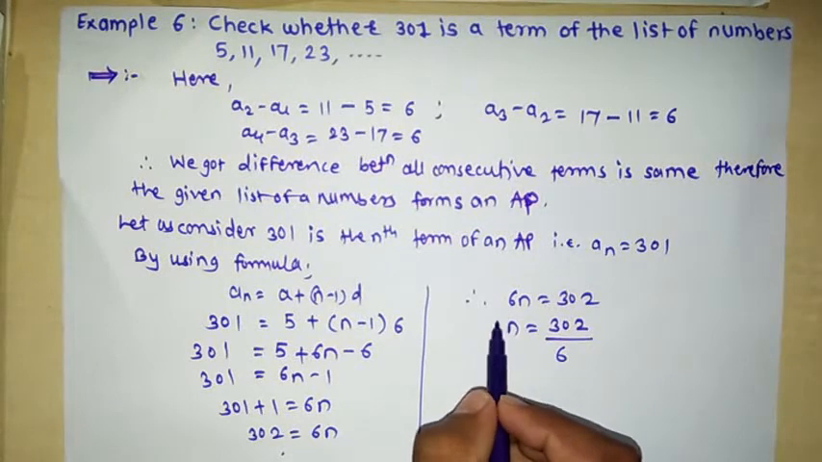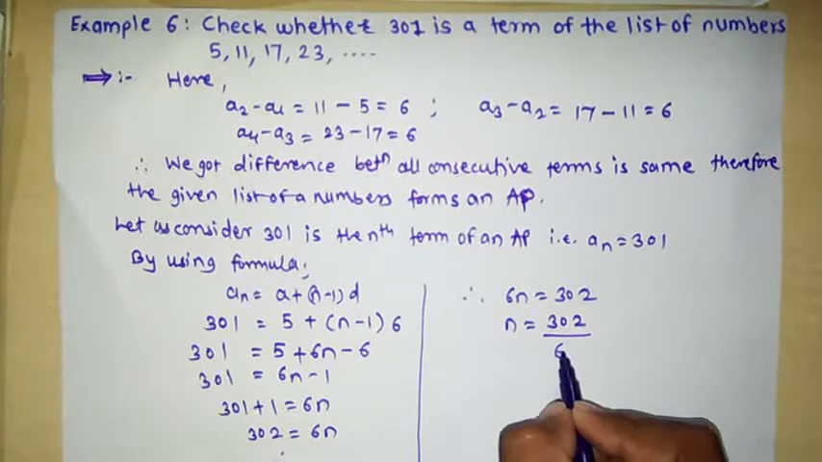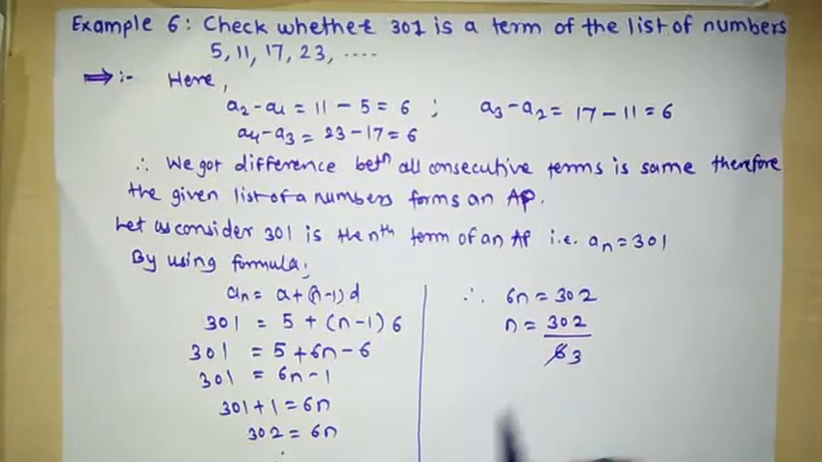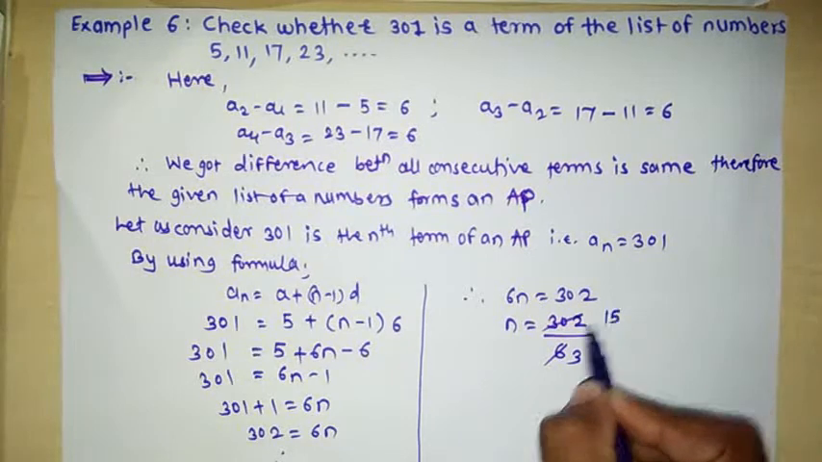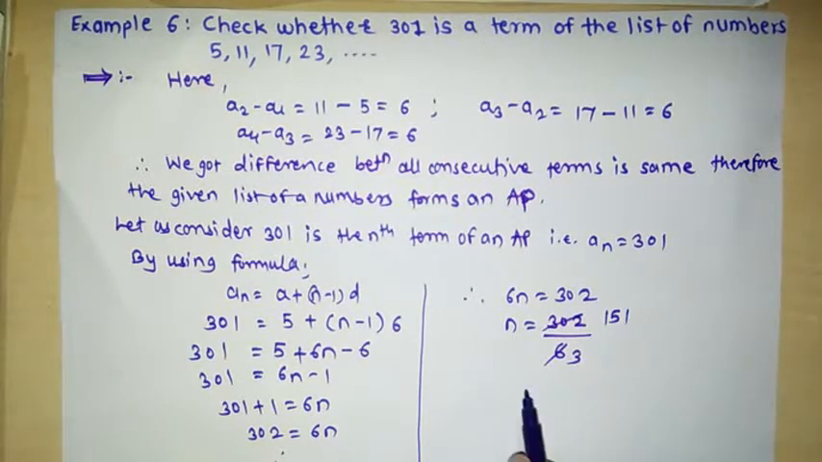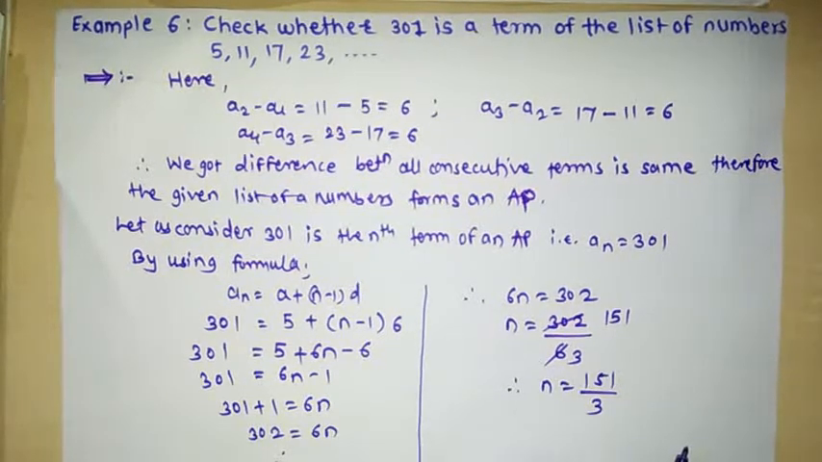Send this 6 towards right hand side. It will go to the denominator, so it will become division. 2 3s are 6. 2 1s are 2. 2 5s are 10. 2 1s are 2. Therefore we got here N is equal to 151 by 3. Now check whether 3 divides the 151 or not. No, it will not divide the 151.